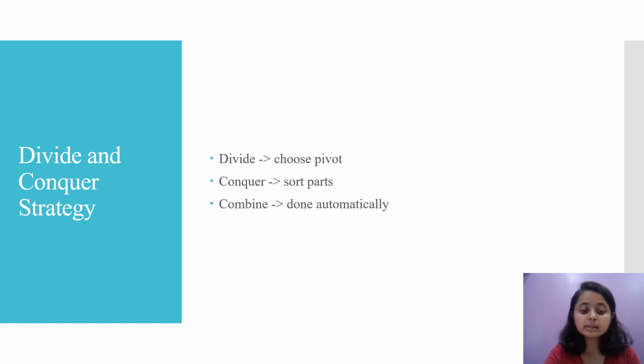Now let's understand divide and conquer strategy in simple steps. First is divide. Here we choose a pivot and split the array. Second is conquer. We sort the smaller parts recursively. Finally, combine. All the sorted elements are combined at the end. Here, no extra work is needed in quicksort because the array automatically gets sorted.